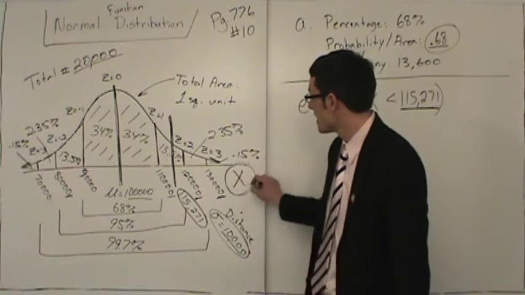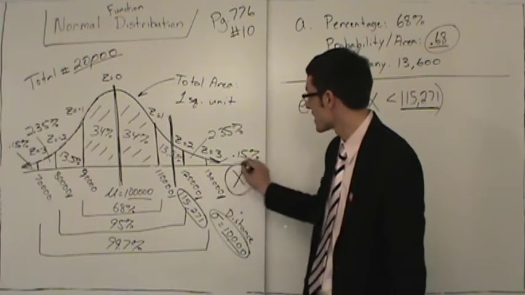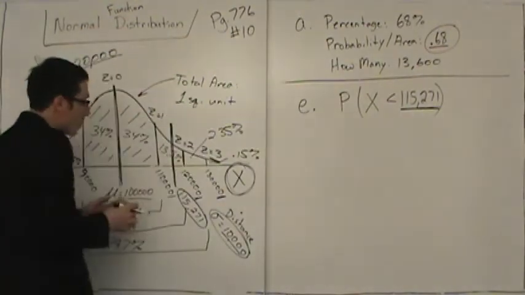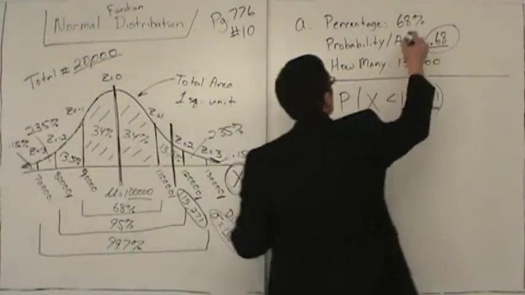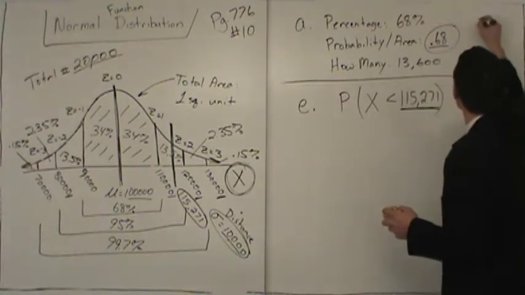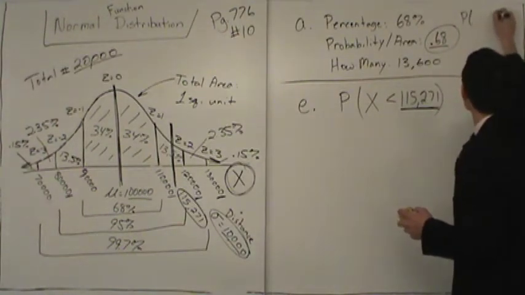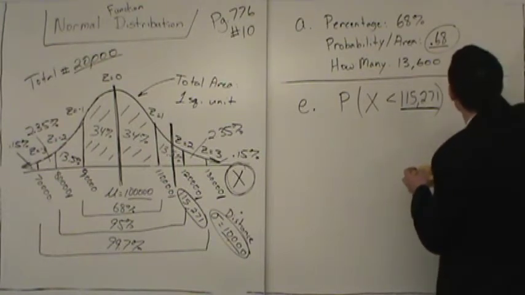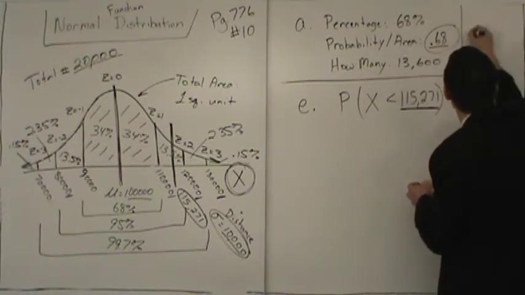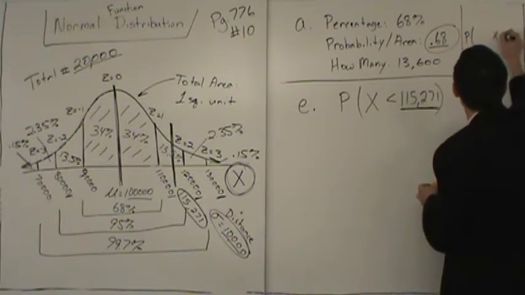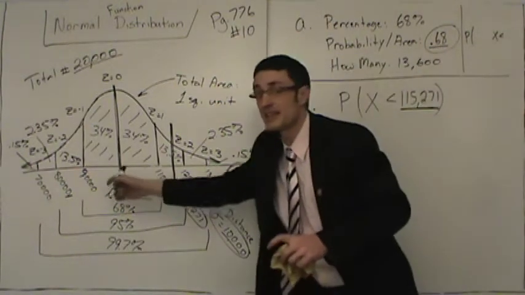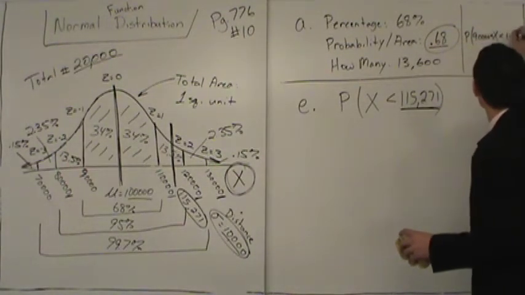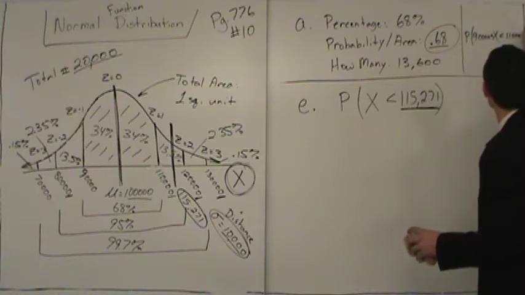115,271 is what? An x value. Okay? It's an x value. Now, before we get into it, notice that the previous problem asked for the probability that x was between 90,000 and 110,000. Well, what do you notice about these two values?